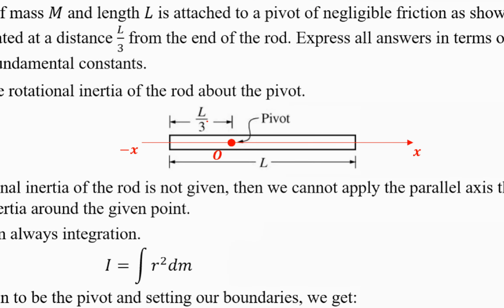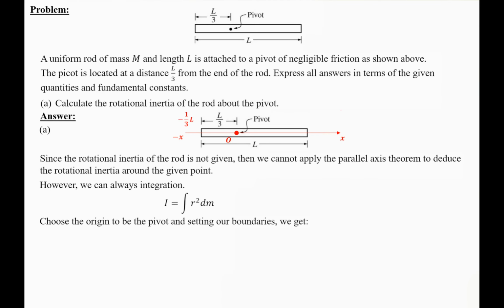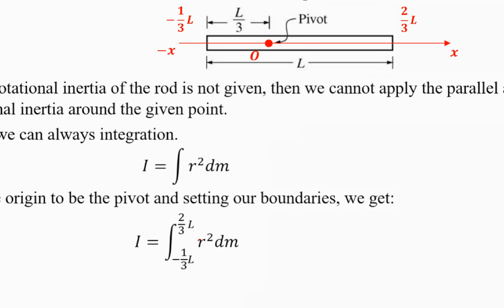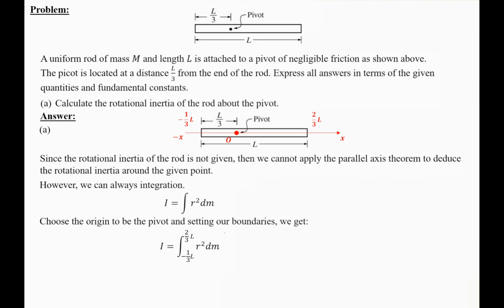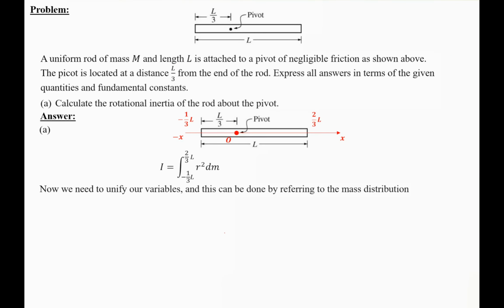Now if it's located at a distance L over 3 from the left edge of the rod, that would be minus L over 3, and the right end would be 2L over 3. In this case, our boundaries of integration would be as follows. Notice that here we have two variables, r and L. They are the same because these are meters, but the two variables we're talking about are distance and mass. The unification between the variables can be done by referring to the mass distribution.